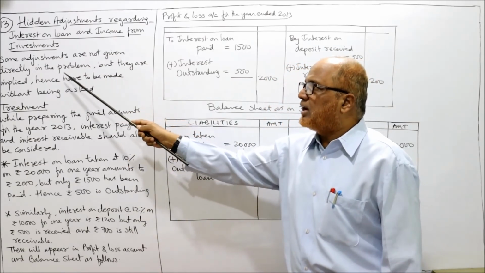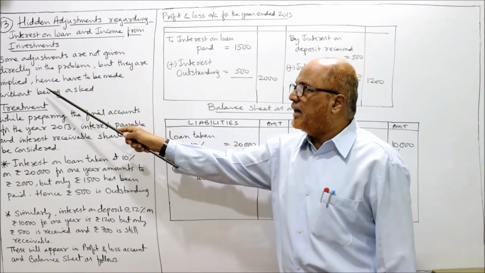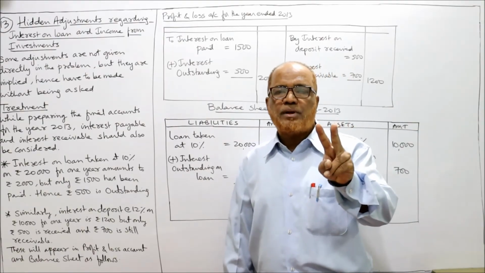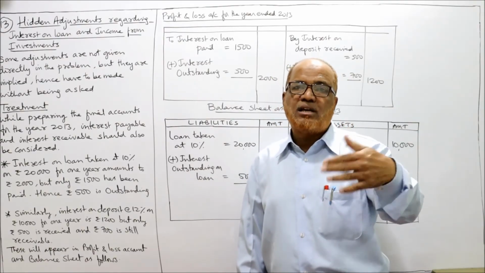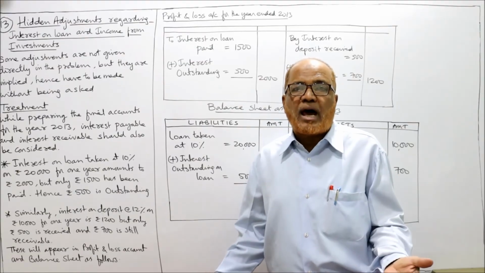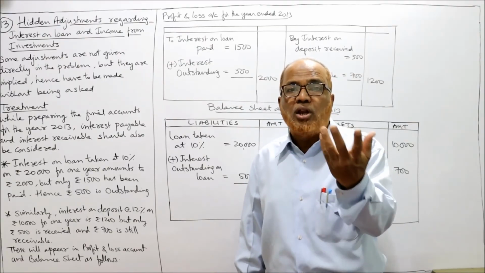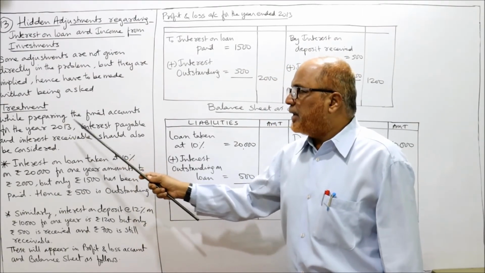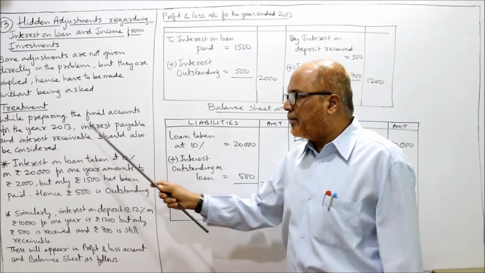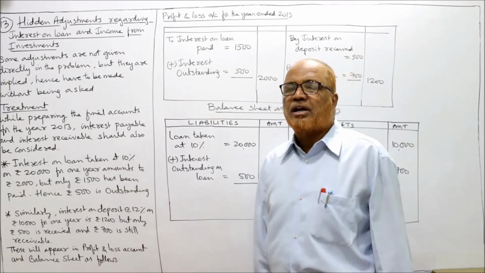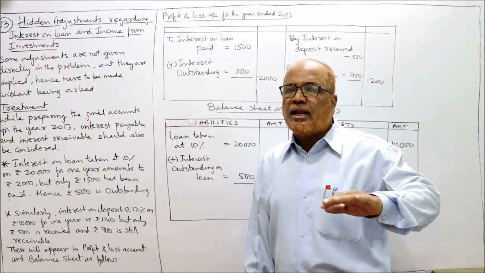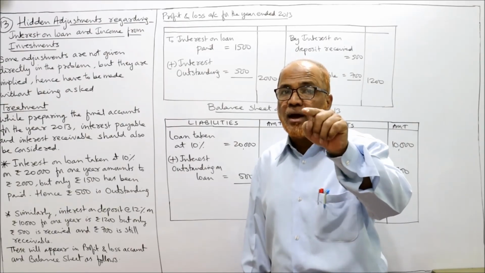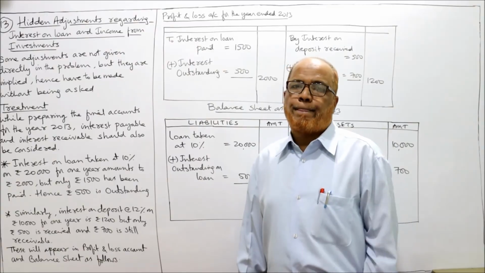Some adjustments are not given directly in the problem, but they are implied, hence they have to be made without being asked. It is understood that when we get 2,000 rupees interest on loan, but only 1,500 is given as paid, it is implied that 500 rupees interest on loan is not paid, outstanding. That we have to make a provision for. Treatment: while preparing the final accounts for the year 2013, interest payable and interest receivable should also be considered. We should not consider only interest paid and interest received. We should also consider interest payable and interest receivable, right?